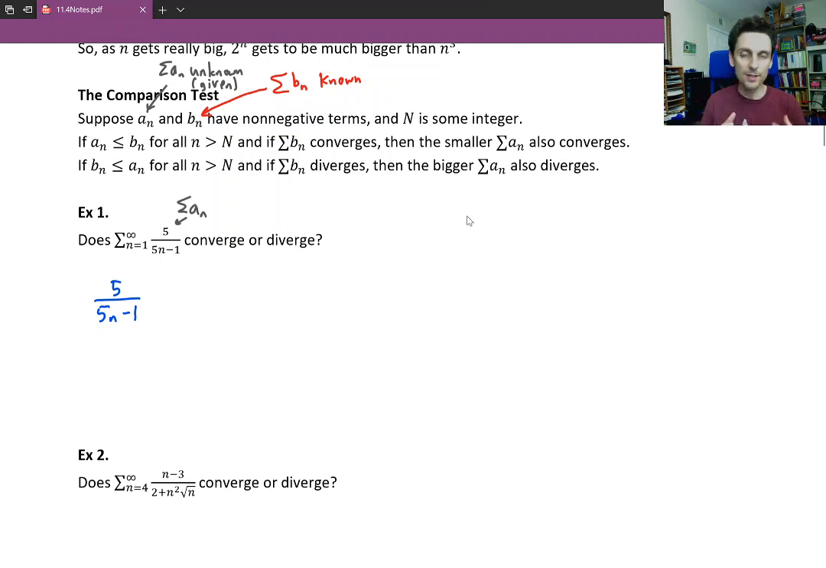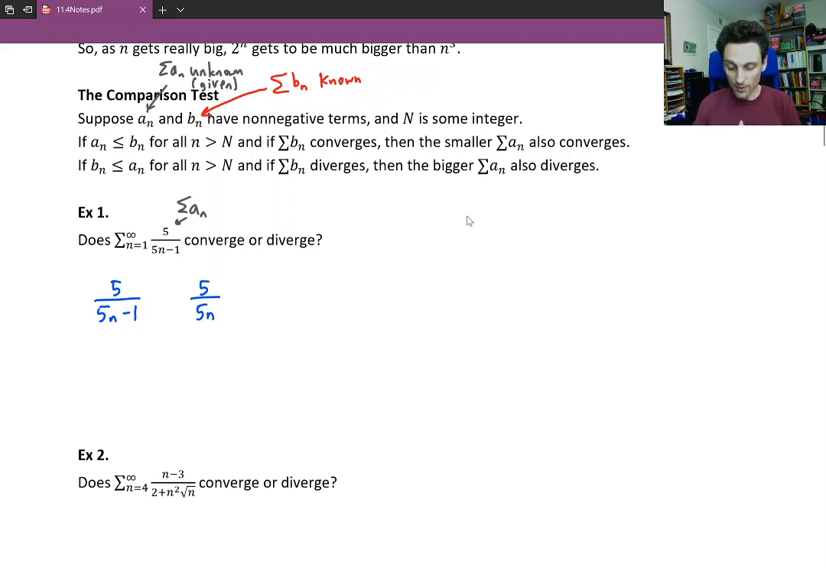Well, let's look at its terms and see if we can compare them to the terms of a known series. And here what we're going to do is just strip away all of the terms on the top and the bottom that are not the leading terms. We want to just reduce things down into the leading terms, the ones that get bigger faster as n approaches infinity than all the rest of the terms on that side of the fraction. So for example here, the leading term on the top is just 5. There's only one term on the top. On the bottom we've got 5n.